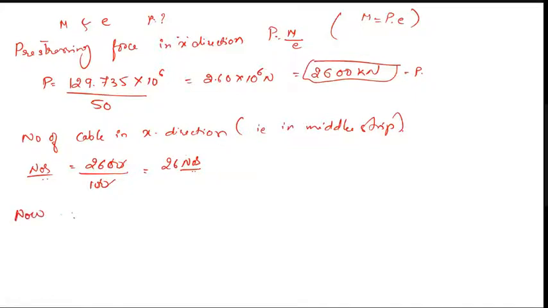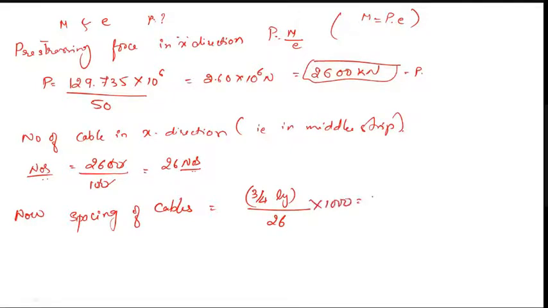Now, the spacing of the cable: how much is it? 3/4 of Ly divided by number of cables, multiplied by 1000. 3/4 of Ly, Ly is 9. Number of cables is 6, multiplied by 1000. So I will get 259. So what I will do? Nearly I will take 250 mm.